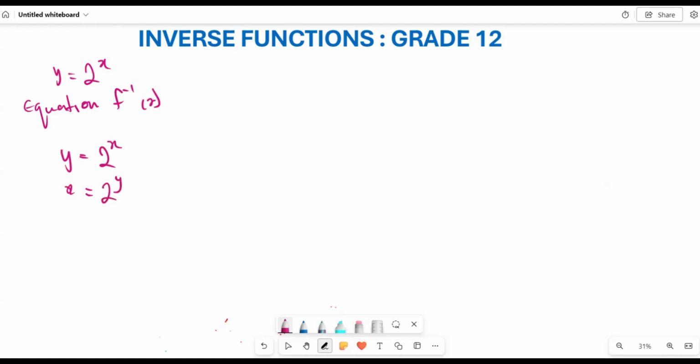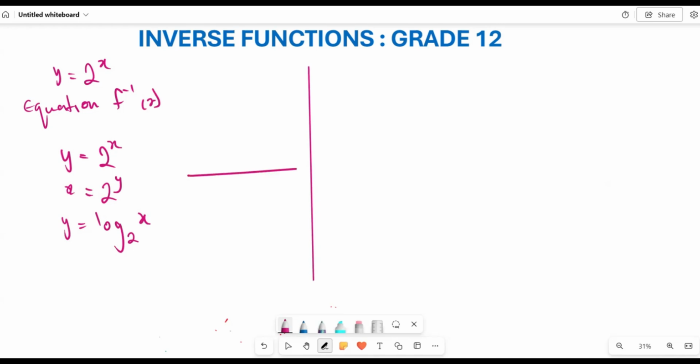2 to the power of y, which means now your y is going to be the same as log what? Log base 2 of x, right? And now, if we want to plot these types of functions, in what way will they be plotted? Let's say we want to plot these two functions.